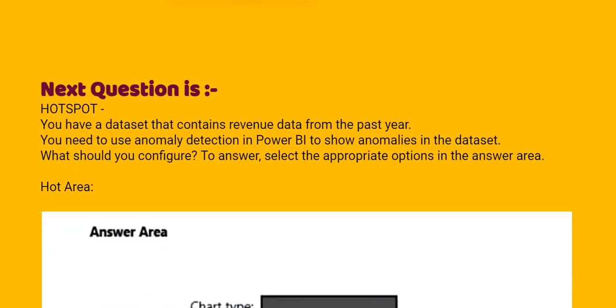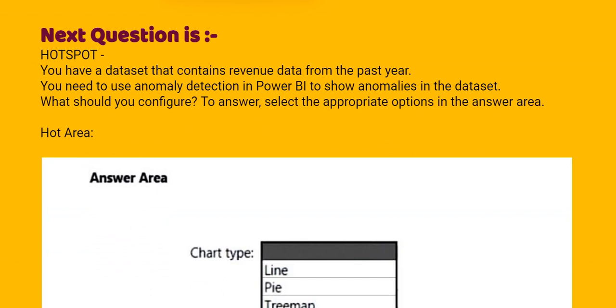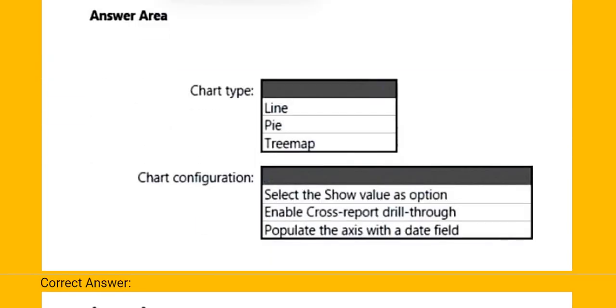Next, you have a data set that contains revenue data from the past year. You need to use anomaly detection in Power BI to show anomalies in the data set. What should you configure? To answer, select the appropriate options in the answer area. Chart type: line, pie, tree map. Chart configuration: select the show value as option, enable cross report drill through, and populate the axis with a date.